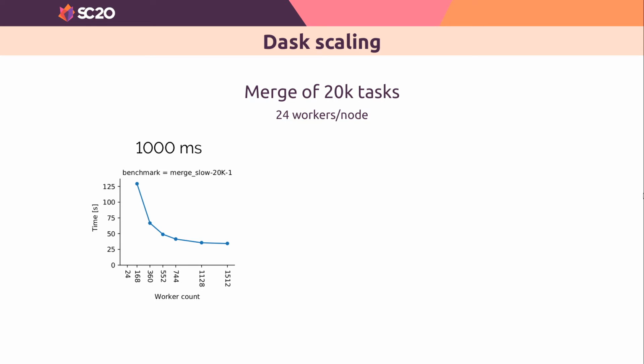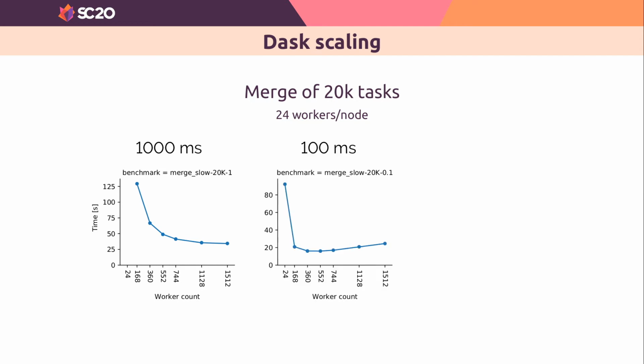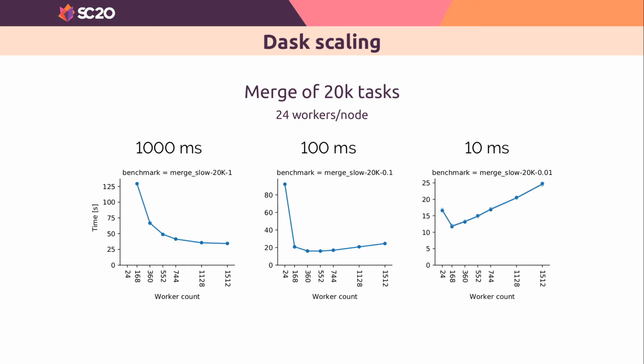We can see that if the tasks last 1 second, Dask scales up to about 1,500 workers. If we reduce the duration to 100 milliseconds, Dask scales only up to about 300 workers, and then it gets slightly slower with more added workers. If we reduce the task duration further, Dask scales only up to about 200 workers, and then it quickly gets slower and slower with each added worker, which is far from ideal.